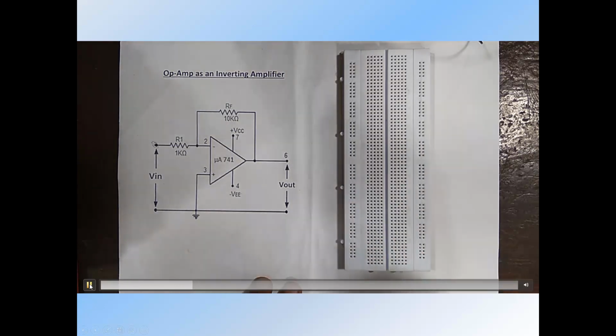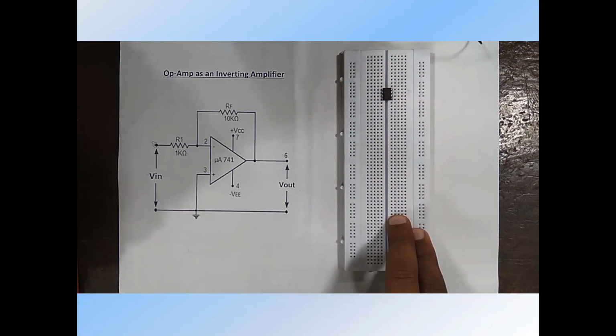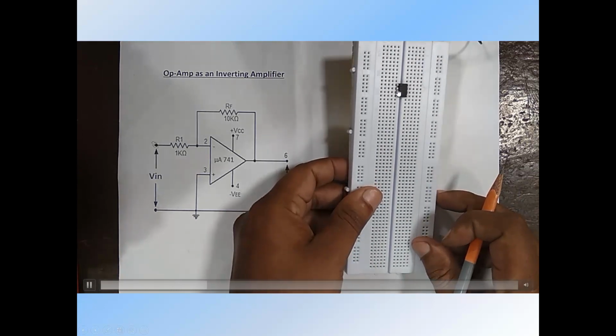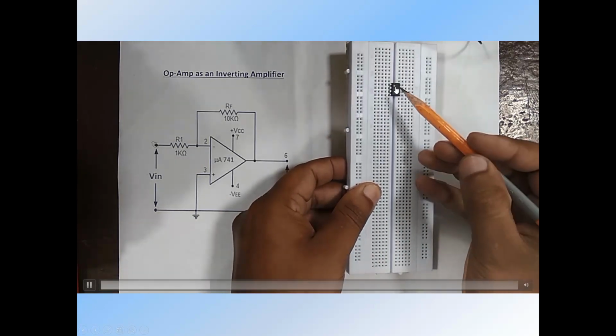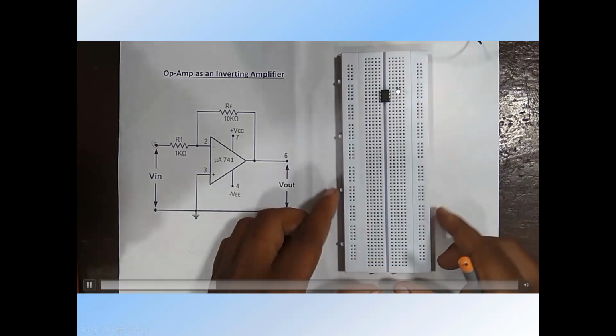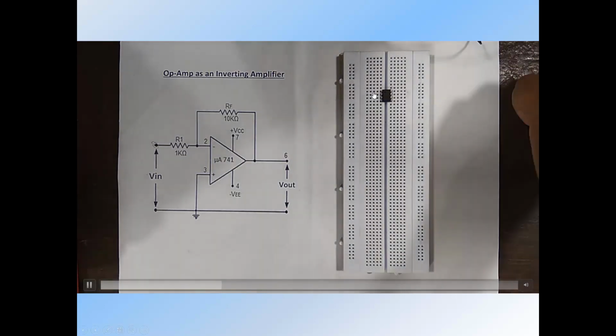First of all, insert IC 741 into the breadboard like this, and keep this bubble, this notch, on the upper side, so that we can easily identify the pins of this IC.